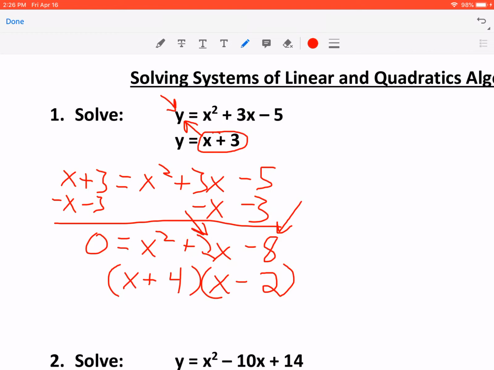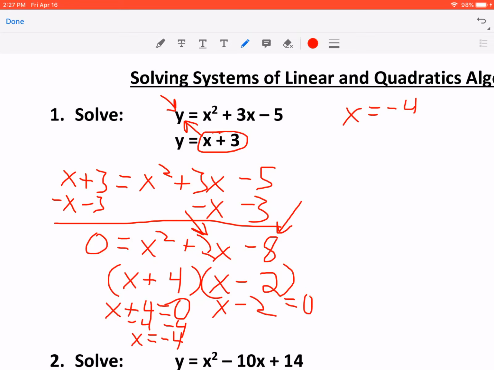How do you solve it? You set them equal to 0. So x plus 4 equals 0. Simply bring the 4 over. So one answer is x equals negative 4. So I'm going to put that up here. X equals negative 4. The other answer, just bring it over. How do you get rid of the minus 2? You add 2, so x equals 2.